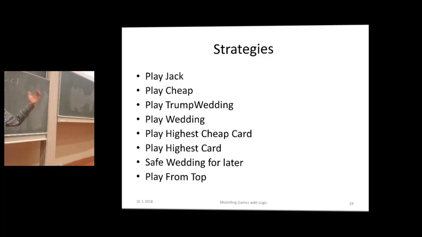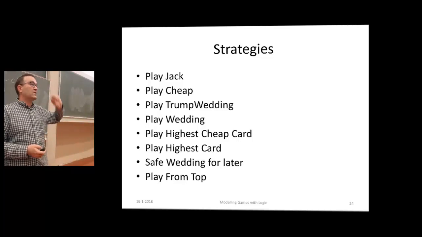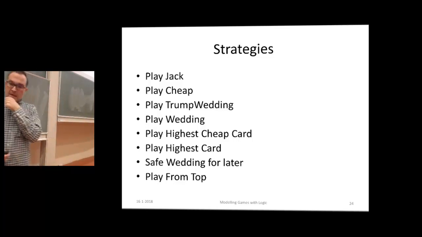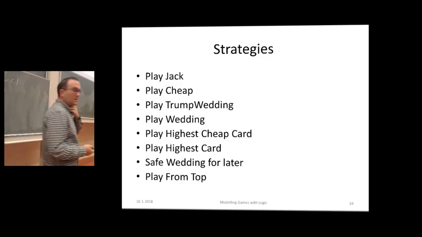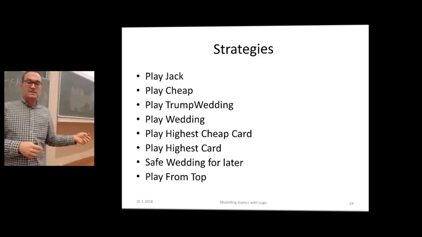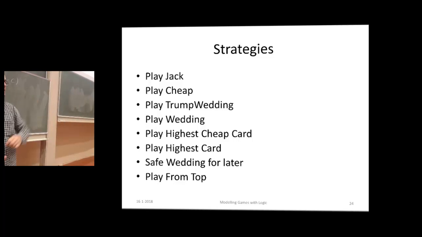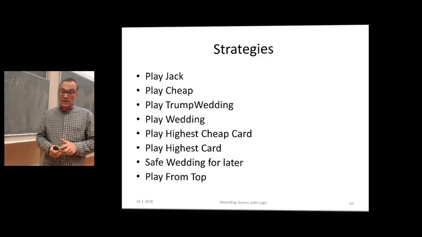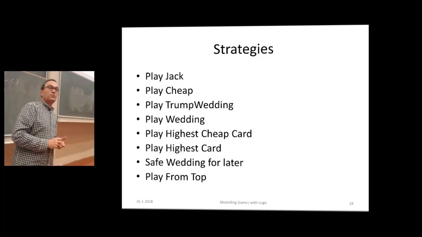Another strategy could be play the wedding first. If you have a wedding on your hand, play it. Play the highest card, save a wedding up for later. That was one of the examples we used yesterday in the lecture. Or play down from the top. So if you have all the top cards, you can just play out and hope for the best. So these are different strategies. I'm not sure which of them really works best.